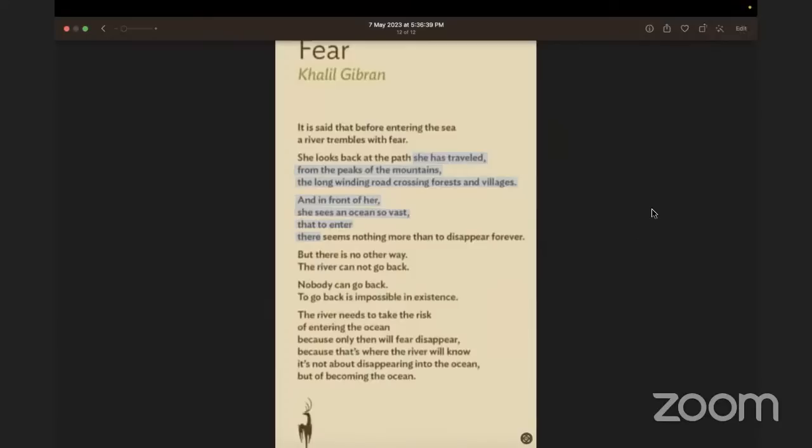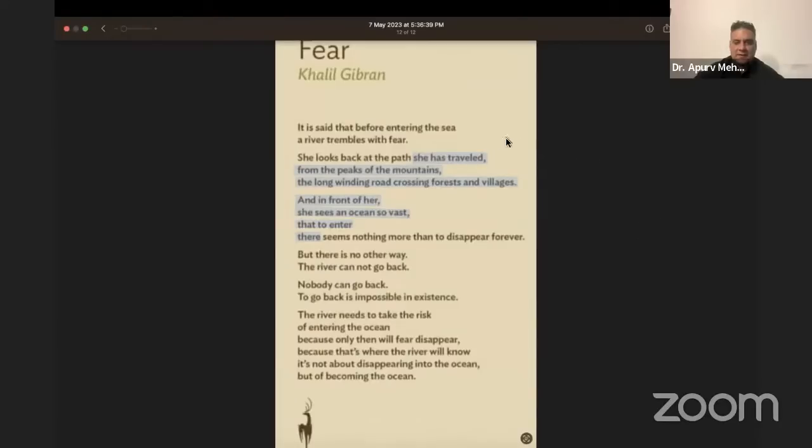Fantastic. So it is said that before entering the sea, a river trembles with fear. She looks back at the path she has traveled, from the peaks of the mountains, the long winding road crossing forests and villages. And in front of her, she sees an ocean so vast that to enter there seems nothing more than to disappear forever. But as there is no other way, the river can go back.